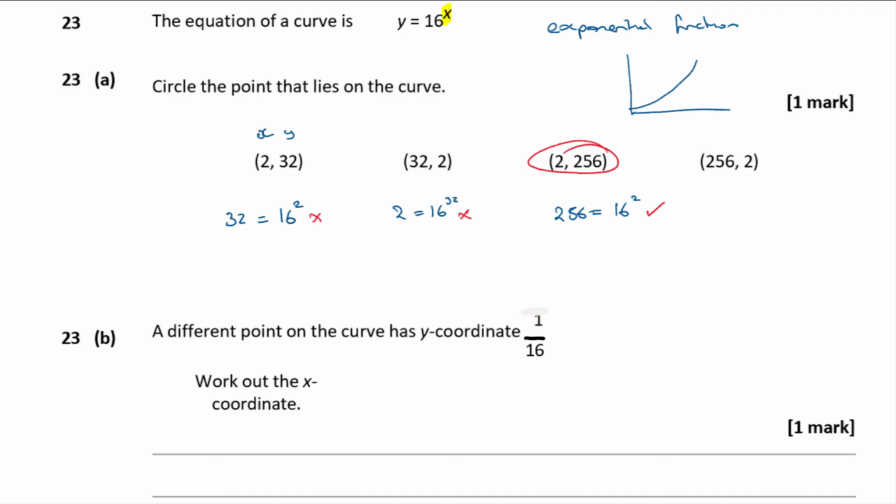I'm just going to double check the last one. Well, I can just see straight away it isn't going to work. 2 cannot be 16 to the power of 256. That is never happening. Okay, so no. Okay, so it's 256 that lies on the line.